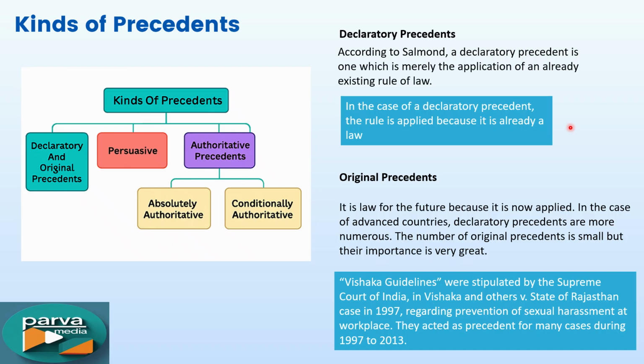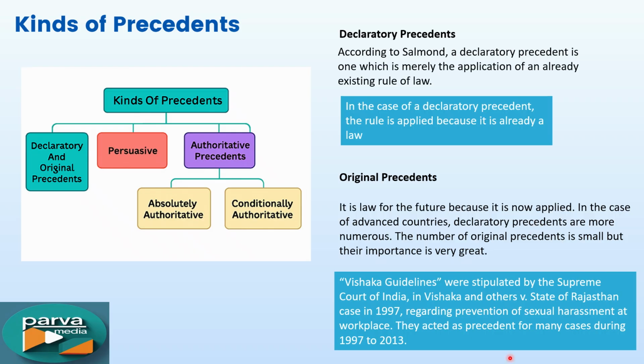This is declaratory. Then original precedents, in contrast, are far more dynamic. These are decisions where the court lays down a new legal principle, essentially creating a law for the future. These are very few in number because normally almost all precedents are declaratory precedents, where an already established rule is applied. But in some cases, a new rule or precedent can lead to the creation of a new law. So these are fewer in number, but their impact is very big.